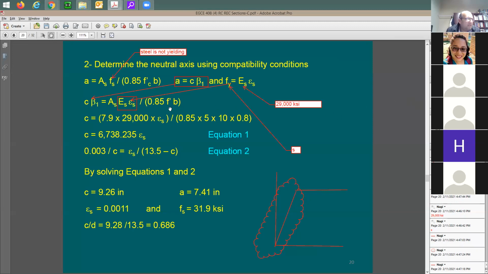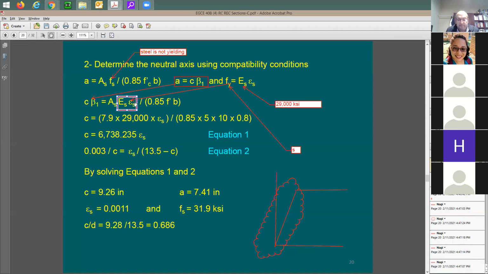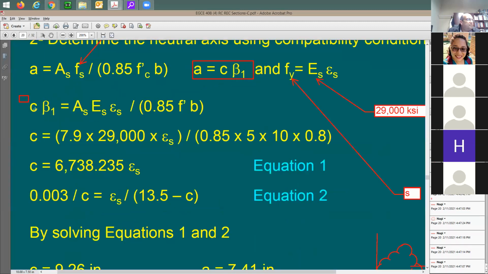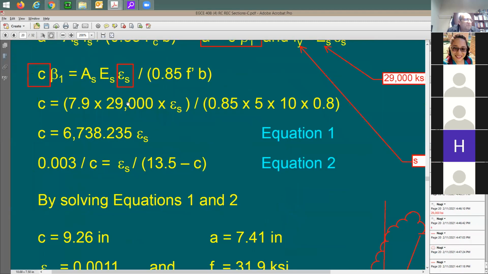Can someone help me? What are the two unknowns in this equation? C and the strain of steel. Very good, thank you. This is correct. So I don't have this. Do I have another equation that relates C and also the strain in the steel?